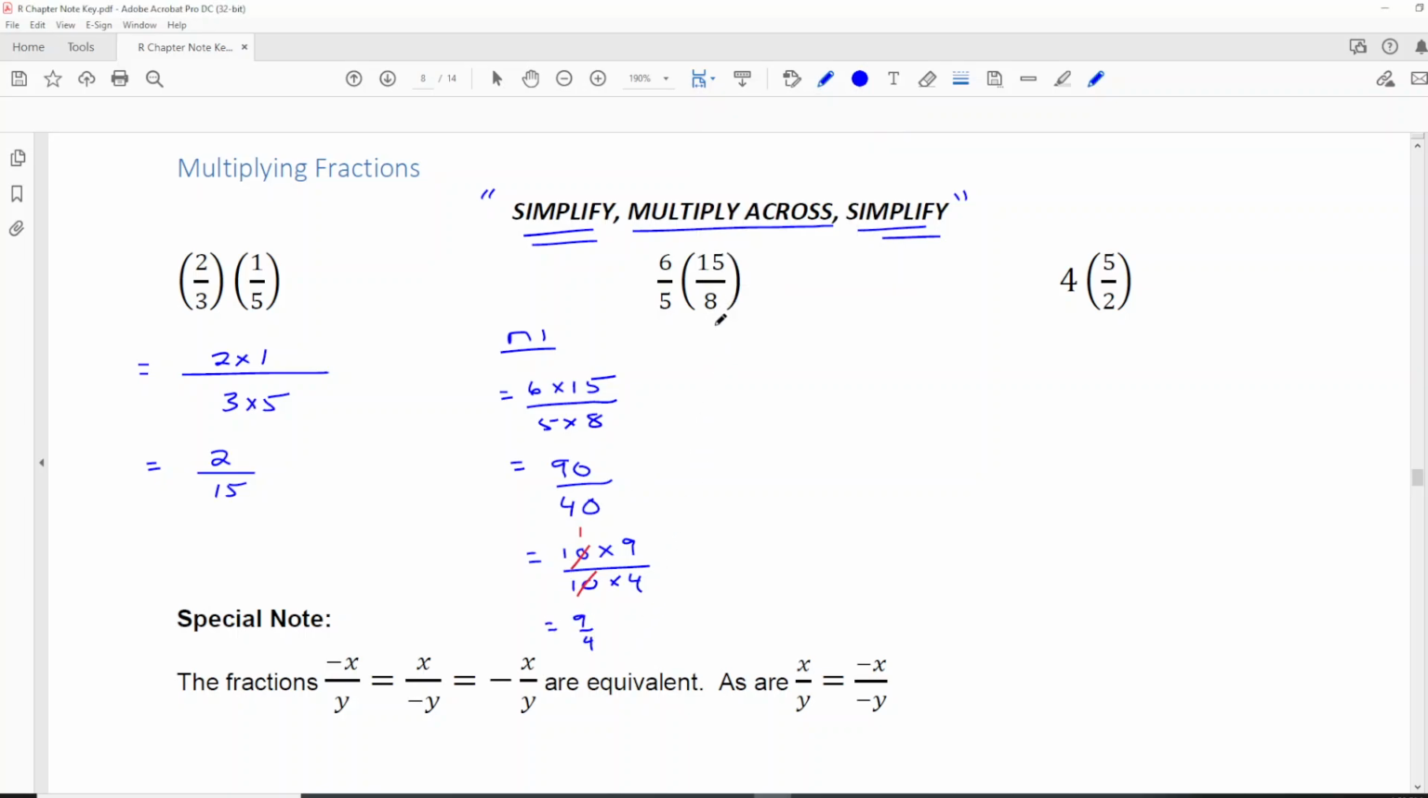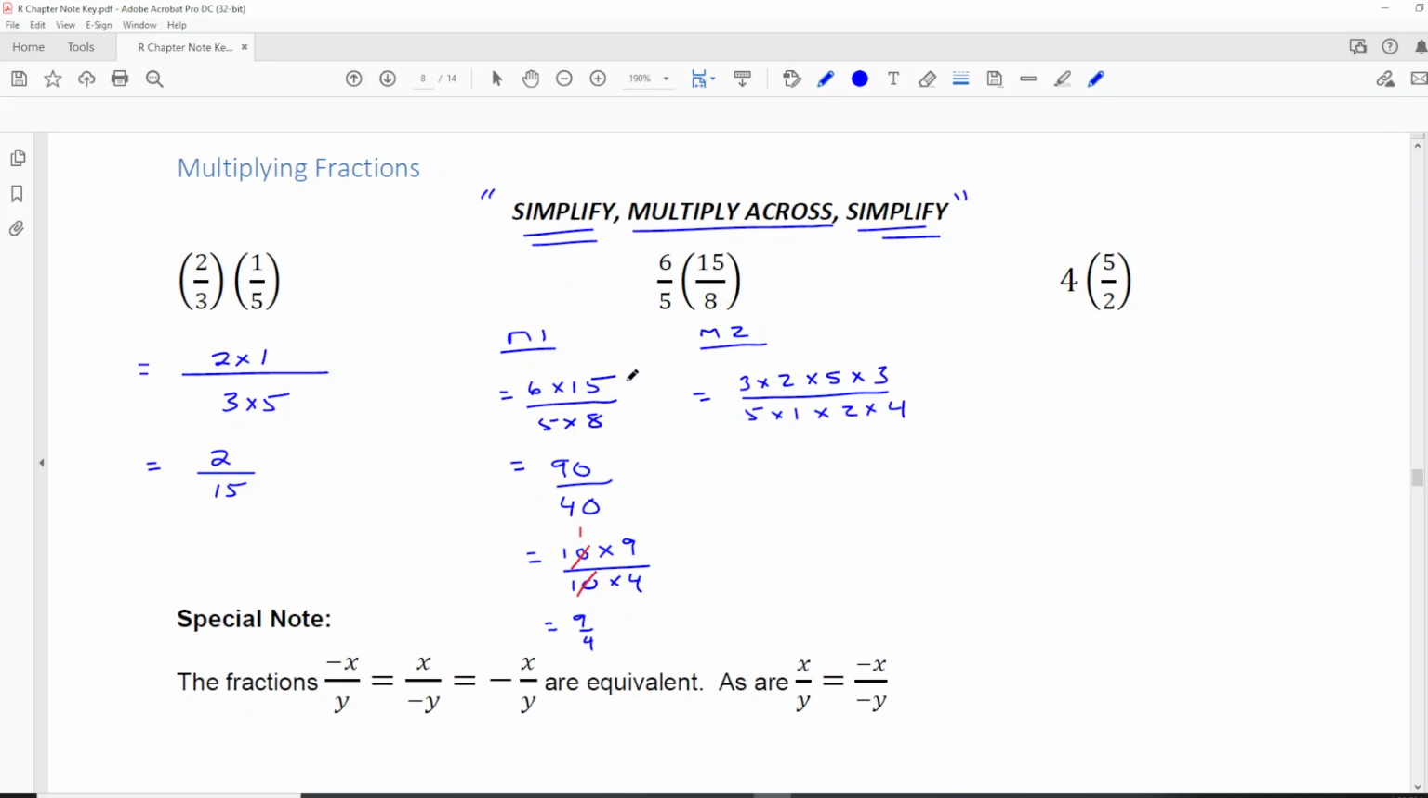Well, method 2 is, what if I wanted to simplify first? So I've still got this 6 times 15 over 5 times 8. That's still there, but I'm going to look to see if there's any common factors before I multiply. In other words, 6 is 3 times 2, 15 is 5 times 3. On the bottom, 5 is just 5 times 1, and then 8 is 2 times 4. Okay, so I've kept this first line the same, which in other videos I haven't. I've done them very separately, like this is 2 times 3 over 5 times 1, and so on and so forth.